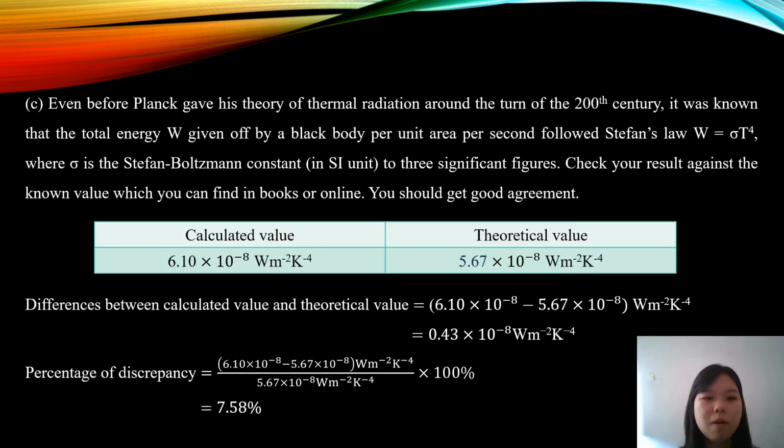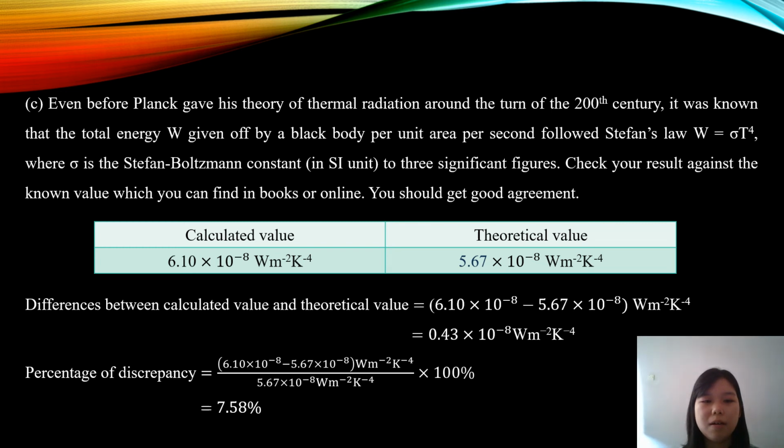Part C. Even before Planck gave his theory of thermal radiation around the turn of the 20th century, it was known that the total energy W given off by a black body per unit area per second followed Stefan's law, which is given by W equals sigma times T to the power of 4, where sigma is the Stefan-Boltzmann constant in SI unit to 3 significant figures. Check your result against the known value, which you can find in books or online. You should get good agreement.